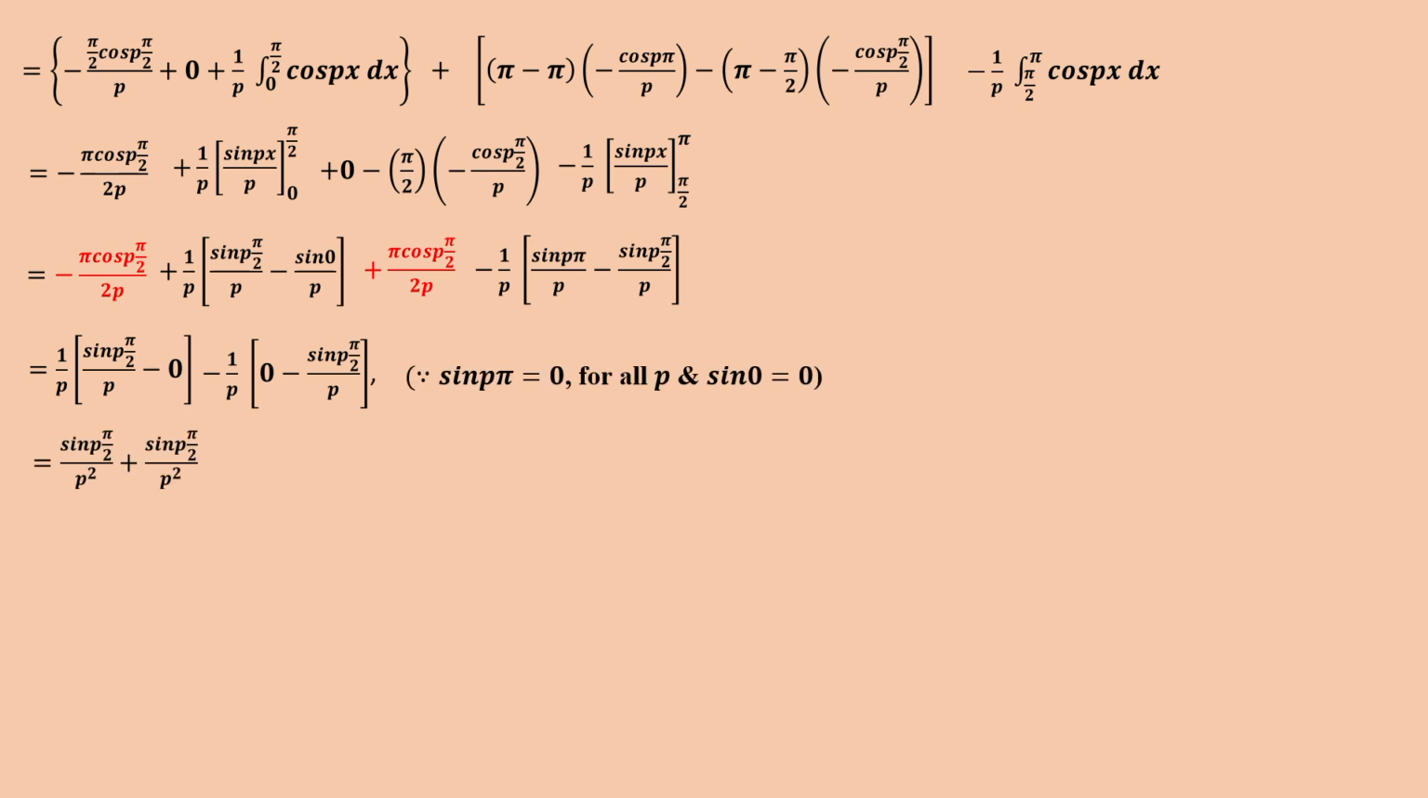So sine p pi by 2 by p into p square, plus sine p pi by 2, minus into minus is plus, p into p square by p square. So 2 times sine p pi by 2 by p square, that is equal to 2 by p square sine p pi by 2.